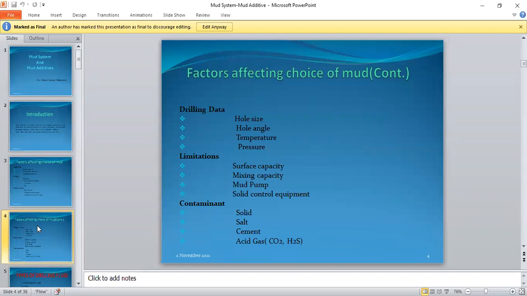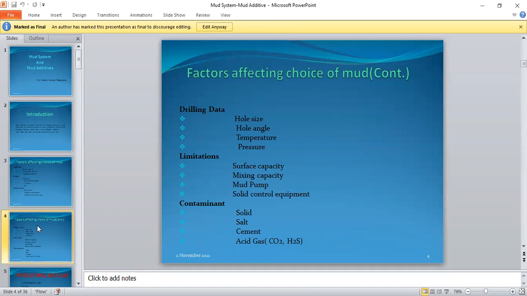The top, the surface hole, what is the size? What is the angle? What are the temperature? What is the pressure? The intermediate hole, what will it be like? This one, the operator will give it to you. The temperature, the pressures, what are they like? So that you will know if the temperature is high, you will know the type of chemicals you will use. There has to be chemicals that can withstand high temperature. There are other factors too, limitations.